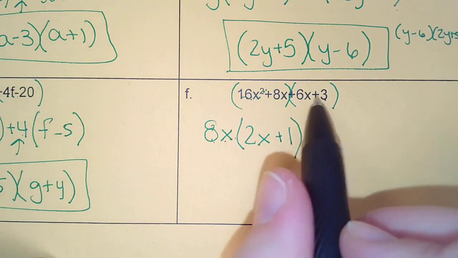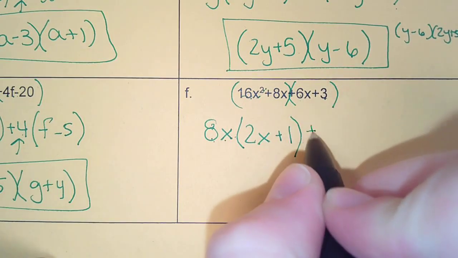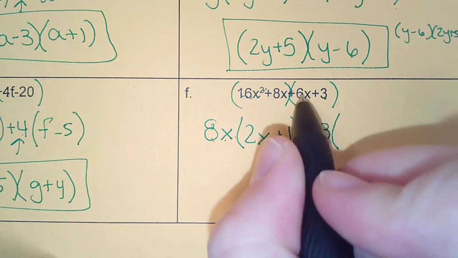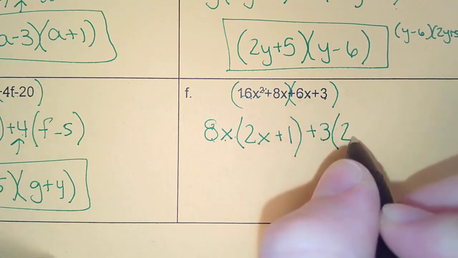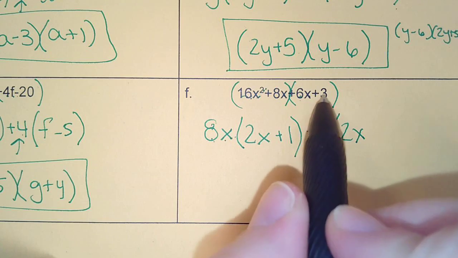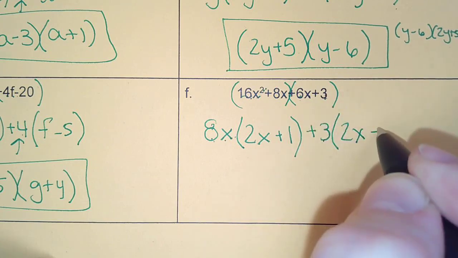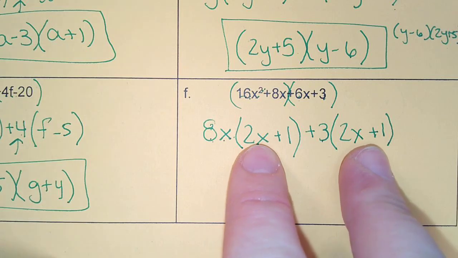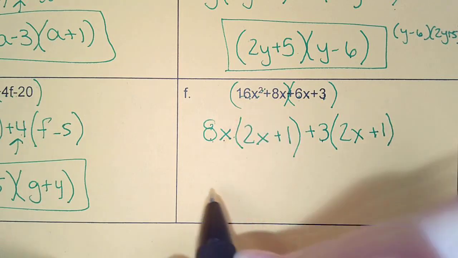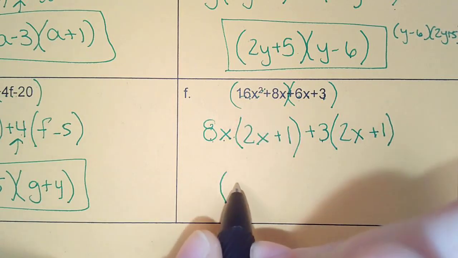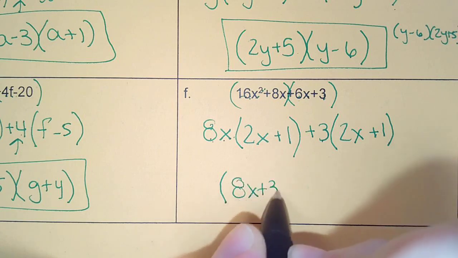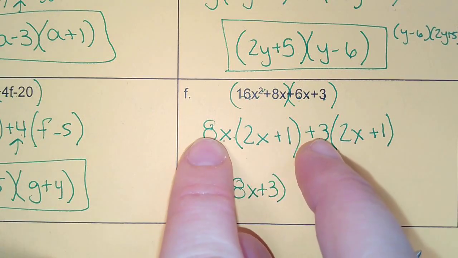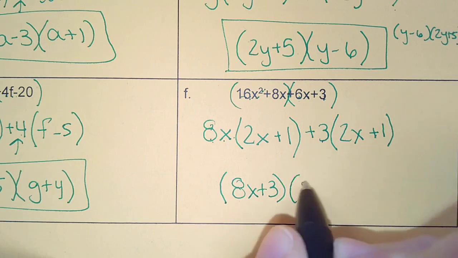6x plus 3, I can divide both 6 and 3 by 3. 6x divided by 3 is 2x. 3 divided by this 3 is 1. These match, so that gives me the go-ahead to move on. So I've got the 8x plus the 3. I'll drop that first down. Then I have my match, 2x plus 1.